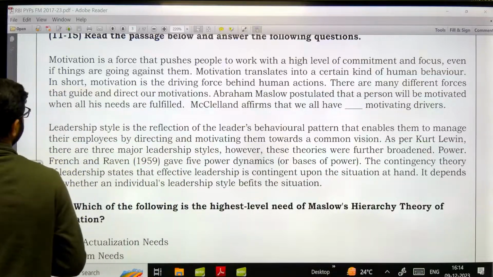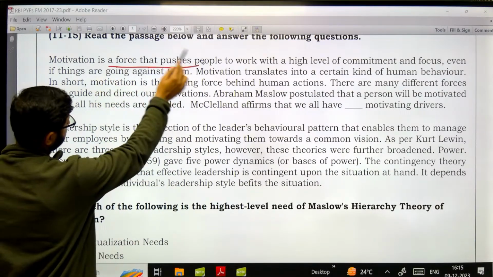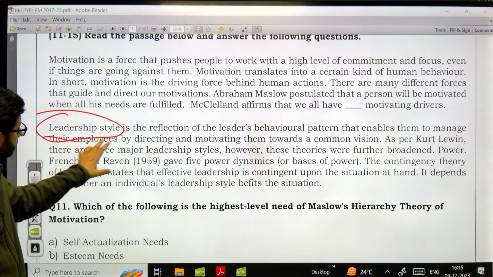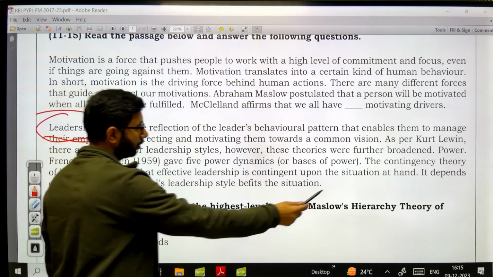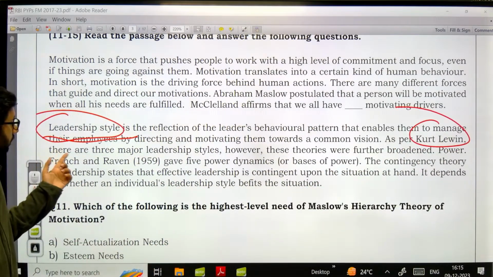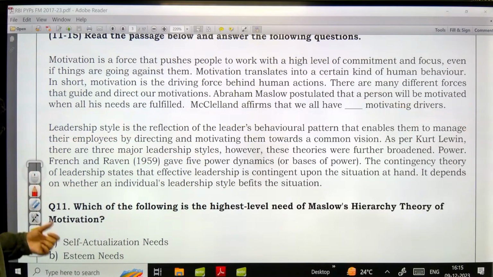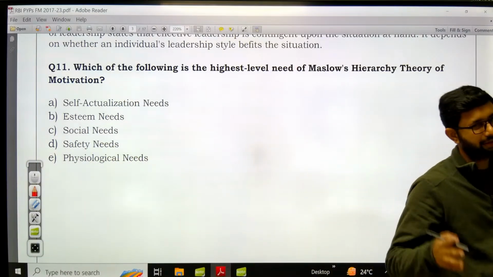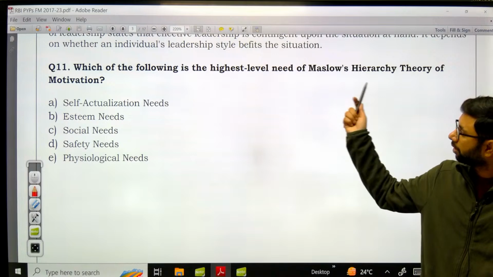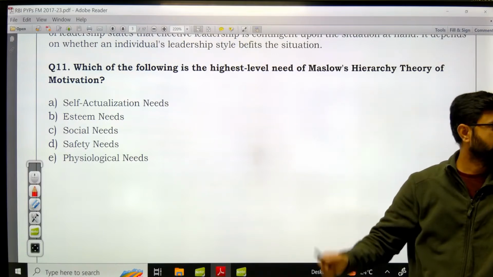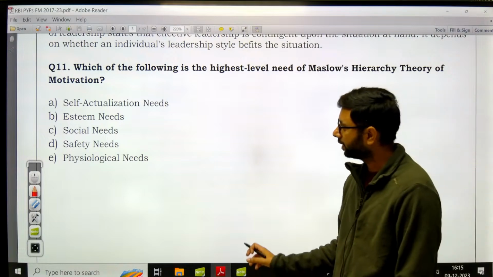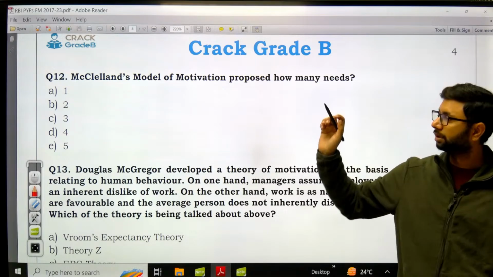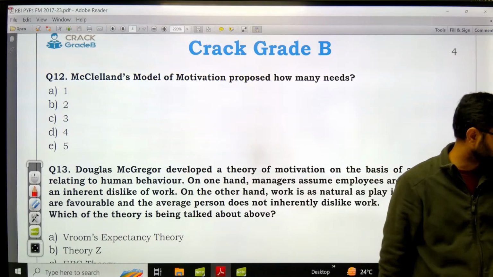Well done. So next is about motivation. Motivation is a force that pushes people to work. Okay, and then there is a paragraph on leadership style too. We are talking about Kurt Lewin's 3 leadership styles. So let's do some questions, and these should be very good easy questions, because this is purely static leadership and motivation theories. Which of the following is the highest level need of Maslow's hierarchy of needs theory? Yes, all of you are correct. Self-actualization. Well done. In McClelland's model of motivation, how many categories has he proposed?